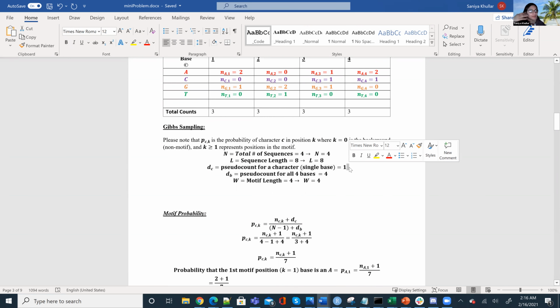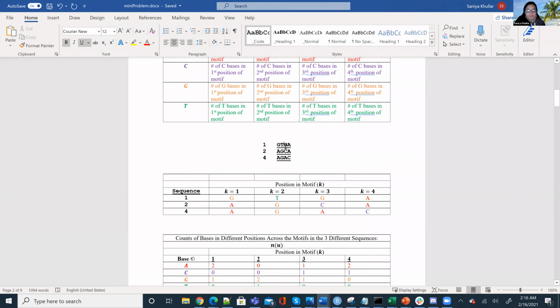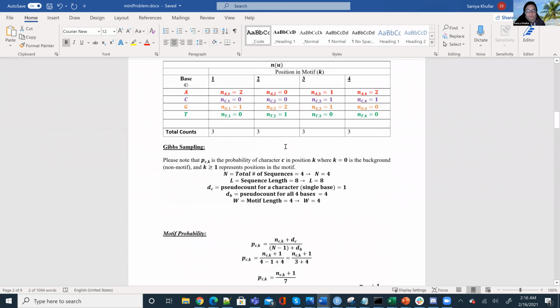So this is to fluff it up and make sure we don't have any zero probabilities. And this pseudo count for all 4 bases will be 4. Our motif length is 4 as well, because again, for each of these motifs, we just have these 4 bases. So that's what we're looking at.